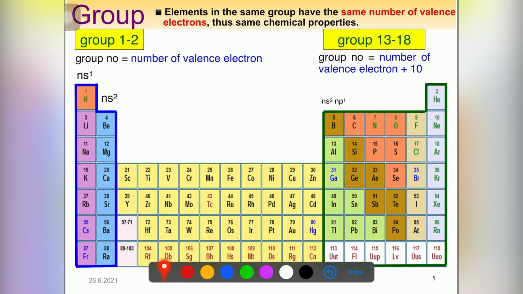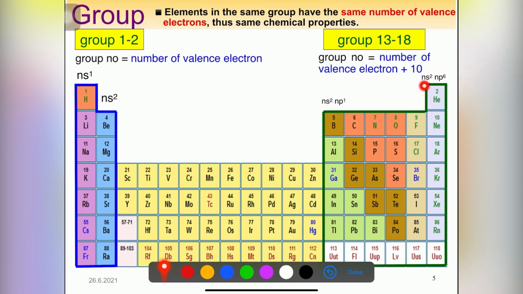And I show you another example for group 18. This is a general electronic configuration for the valence electron, ns2 np6. Group 18 has 8 valence electrons, of which 2 valence electrons occupy orbital s and 6 valence electrons occupy orbital p.